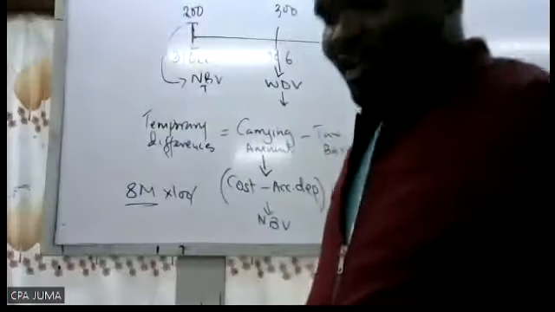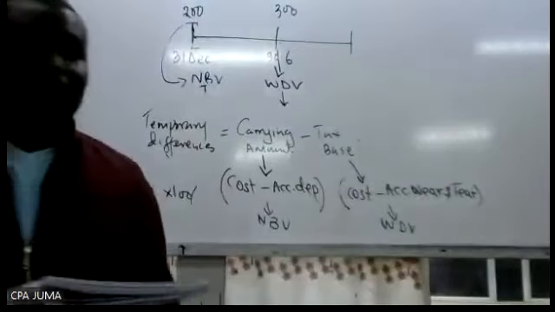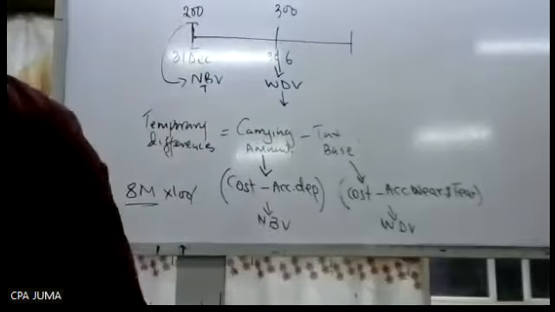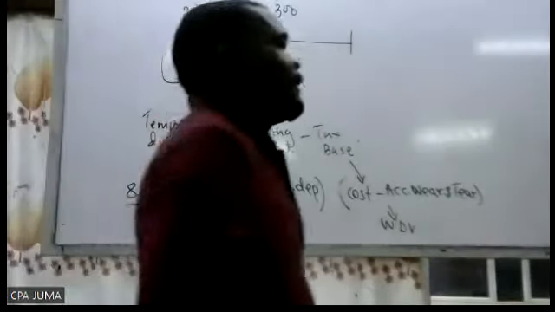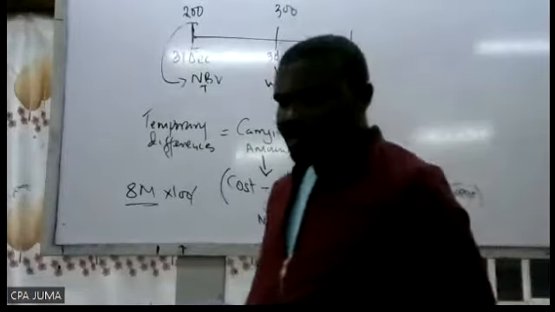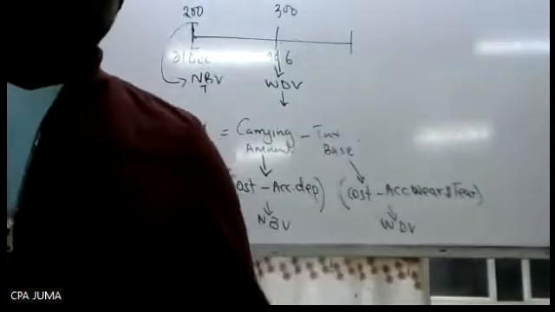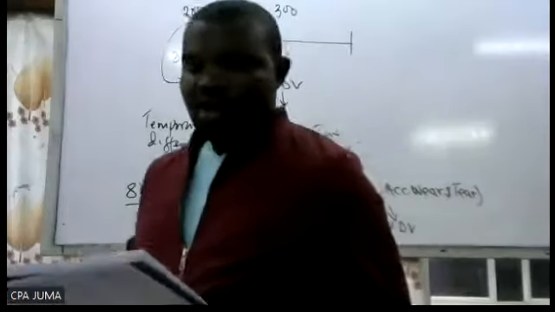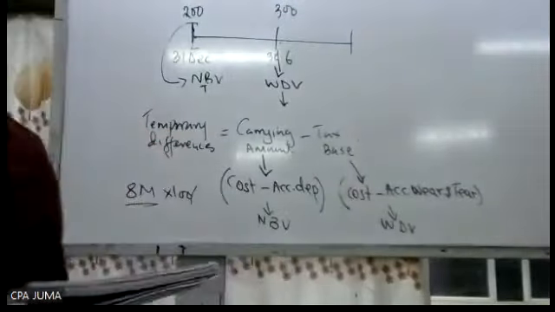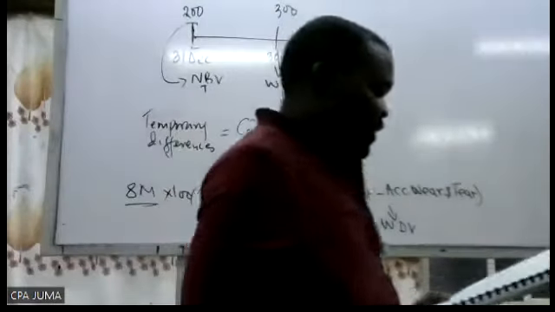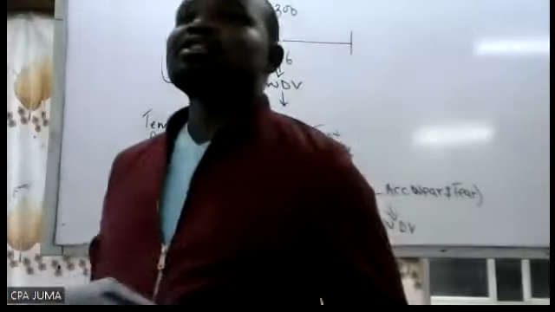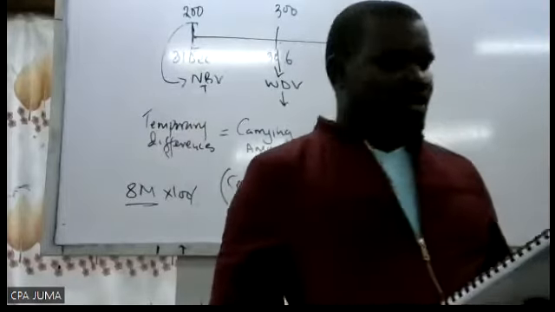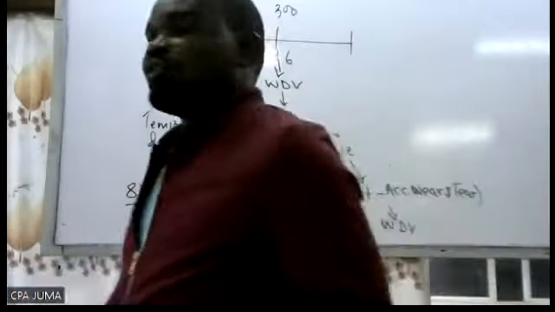Remember your story. So taxable temporary differences are temporary differences which arise when the carrying amount of an asset or liability is greater than its tax base. Full stop.